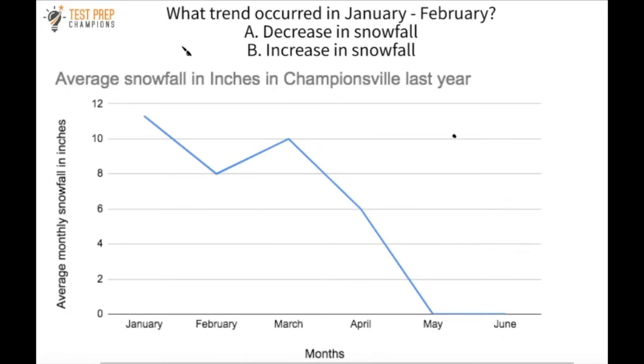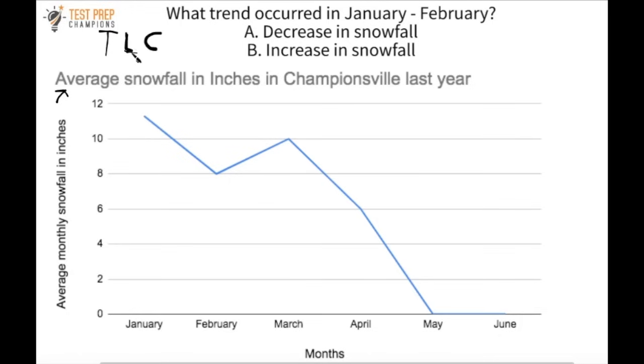Okay, so let's go over this. So remember, what we want to focus on here is using the TLC method. And whether or not you actually use this when you go into the test is up to you to decide. But I just want to give you a strategy to use here. And remember, the T stands for the title. So let's look at the title of the graph here. The title says, average snowfall in inches in Championsville last year. And this is a made-up place. I just made it for the video.